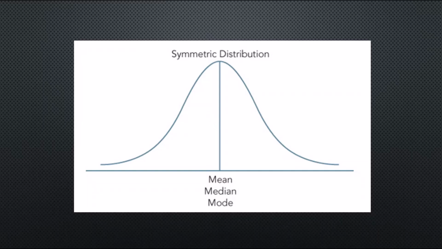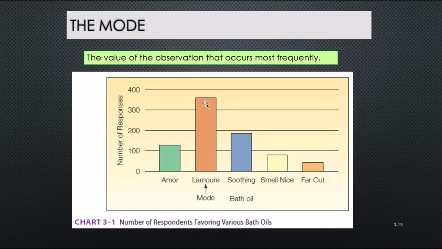Where we easily see the mode is in a bar graph, right? This is a bar graph, and you could count how many of these things are represented here, a number of responses for a survey of some kind, and you'll see here that this bar is a lot higher. Well, that one would be the mode, the most highly occurring number.